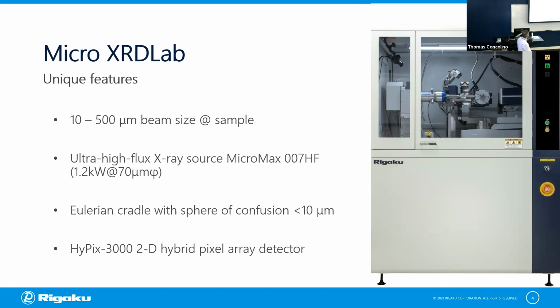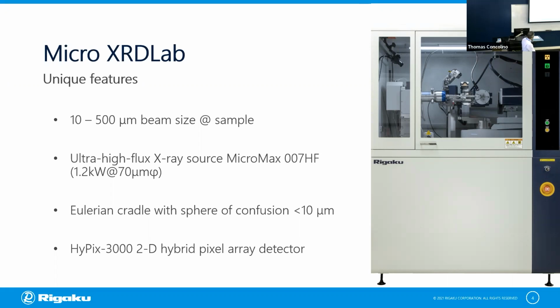And to do that, we do have a technology which is called rotating anode. The Micromax 007 HF provides a 70 micrometer focal spot area of the electron beam on the anode surface, where we apply 1.2 kilowatts to this area. So that's why the power density is much higher if you compare it to a conventional X-ray source.